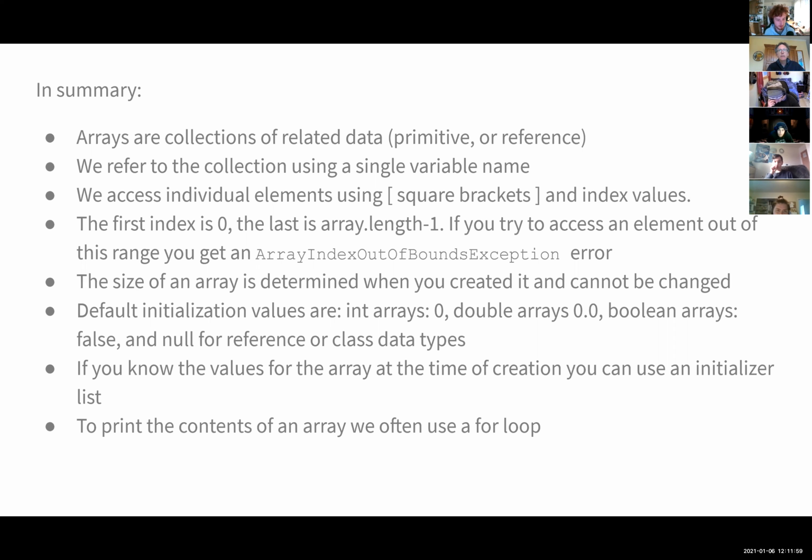All right, the size of the array is determined when you create it, and you can't change it later. Arrays always have a default initialization value. Int arrays, it's 0. Doubles, it's 0. Booleans, it's false. And all reference data, the default value is null. And if you know the values for the array at the time of creation, you can use an initializer list, that array initializer list in the curly brackets. And finally, to print the contents of an array, we often use a for loop.